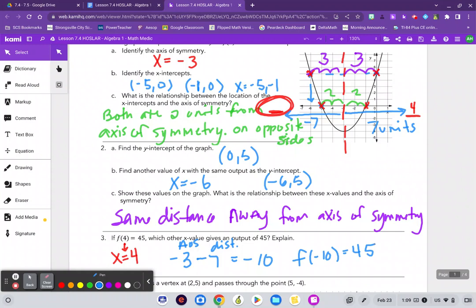Okay? All right, so these are the main ideas that we are working with, and we are going to use these ideas to help us answer question 4.